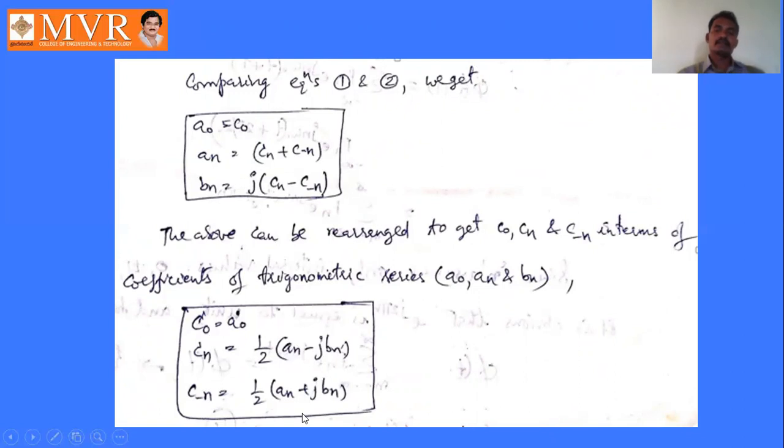I will explain once again this relation between the trigonometric and exponential Fourier series. So let us take initially the equation of the exponential form of the Fourier series, that is m(t) = sigma n equals minus infinity to infinity of cn e^(jn omega0 t).